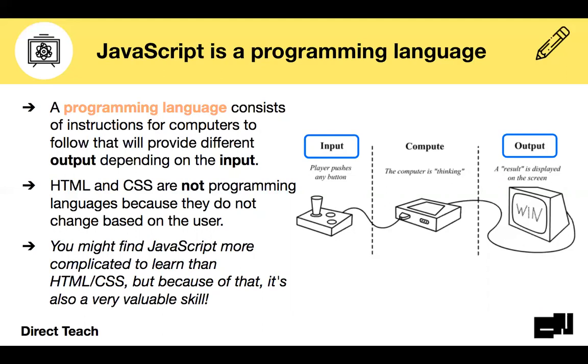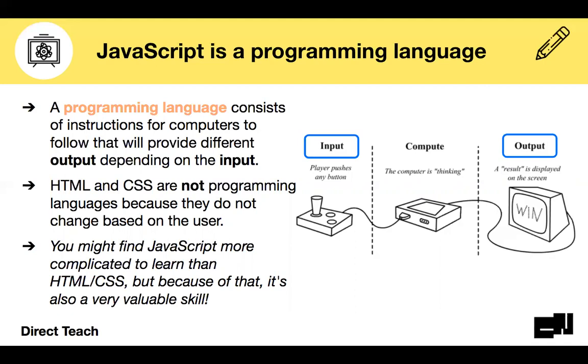So input is what you're doing, computing is what the computer's doing based on what you did, and the output is what is displayed based on the action that the user took, okay? Programming languages allow us to do this. They allow us to ask the computer to do something or to think about something, and then give us an output that we want based on what we did.